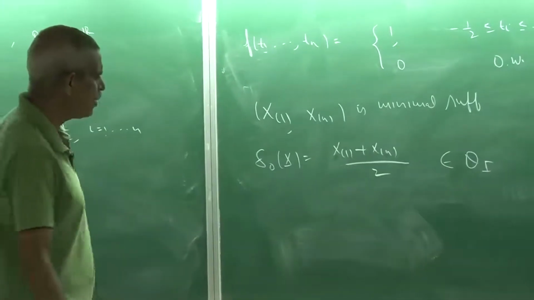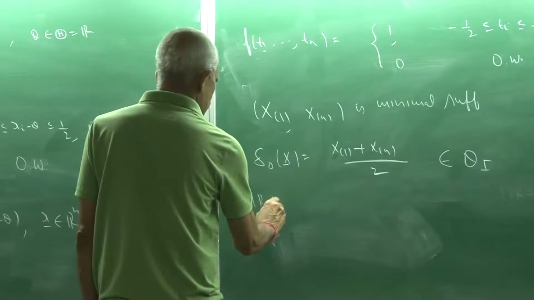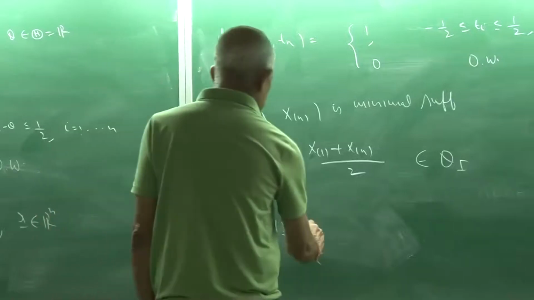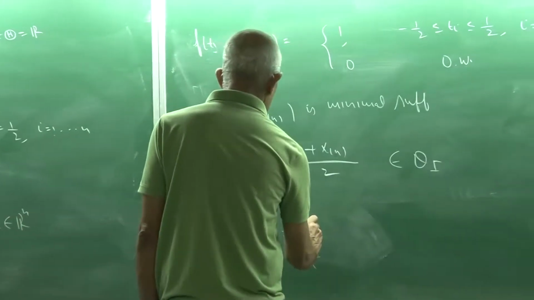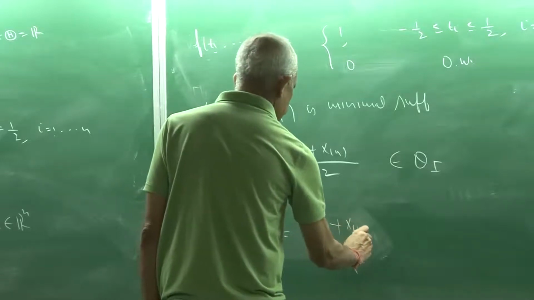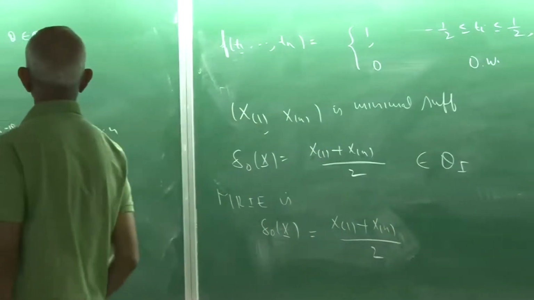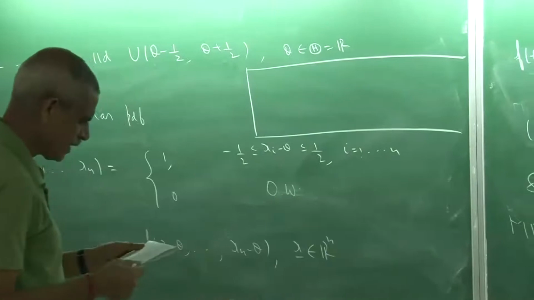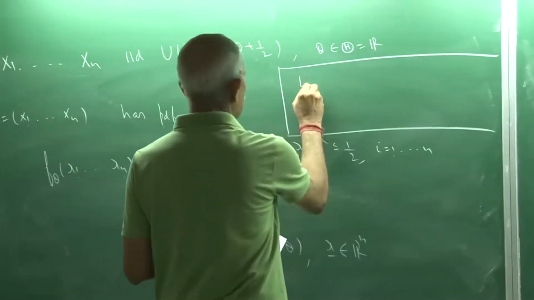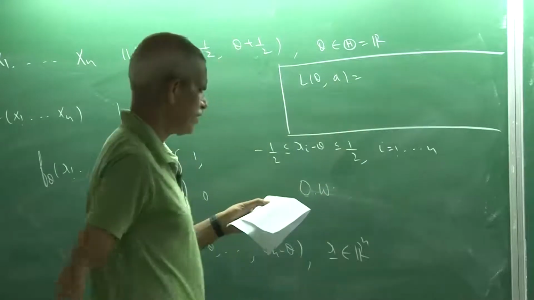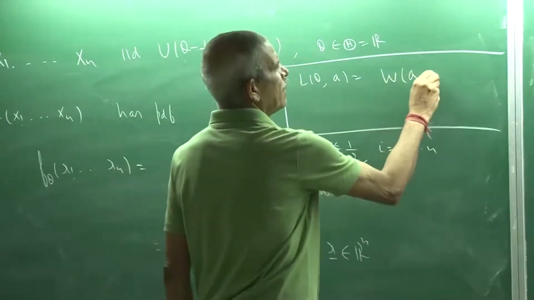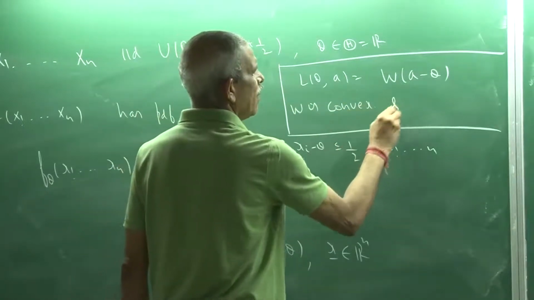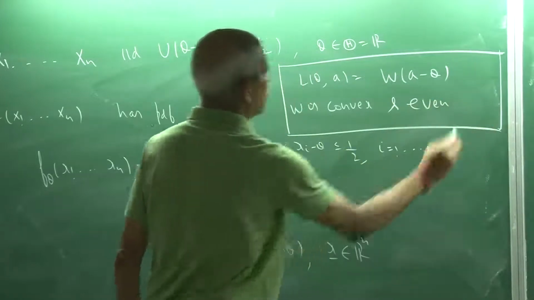Certainly I cannot use Basu's theorem, so I know that the MRI is delta naught of x minus u star of d, which is nothing but (X(1) plus X(n)) by 2 minus u star of d. Let me put my loss function over here. The loss function given is L(theta, a), any general loss function of the type W of a minus theta, where W is convex and even. So that is given to us.